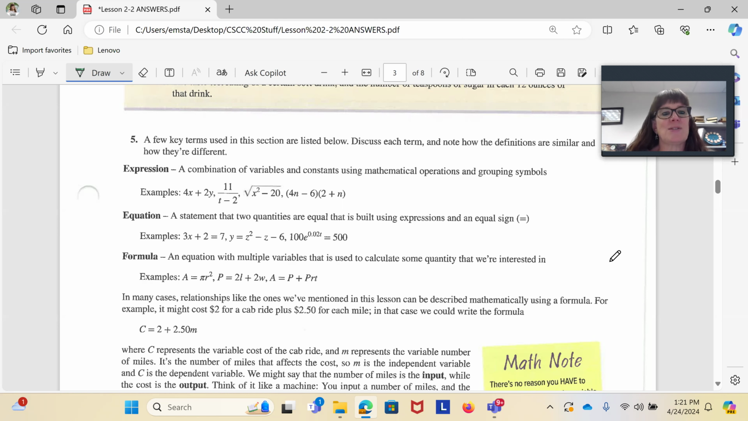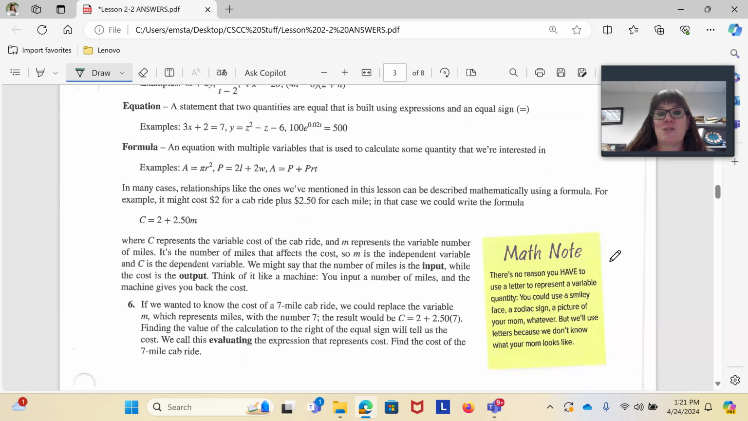And you may recognize the ones that are given here. The first one is the area of a circle, area equals pi r squared. Second one is the perimeter of a rectangle, P equals 2L plus 2W. And the last one is dealing with simple interest, A equals P plus PRT. So it's still an equation, it's just one that you may recognize.